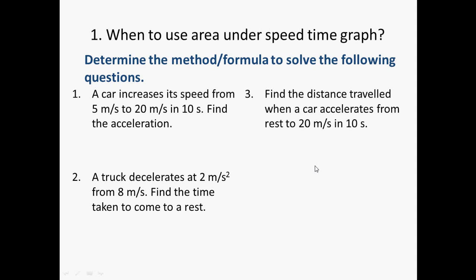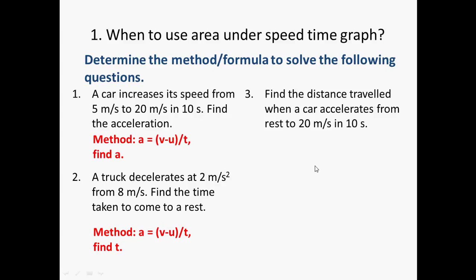So let me show you the answer. Now in the first case, because the car accelerates, or increases in speed, from 5 to 20 meters per second in 10 seconds, and you are finding the acceleration, you use the formula a = (v - u)/t to find a. Straightforward, just a formula method, no graph involved. In the second case, same way, you're given the deceleration, and then you're given the initial velocity. So what's the time taken to come to a rest? You have to use the same formula a = (v - u)/t.